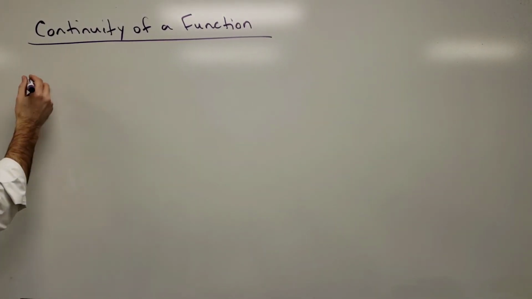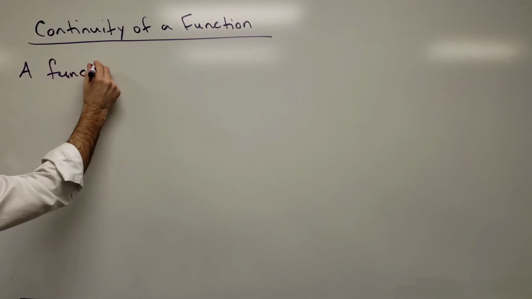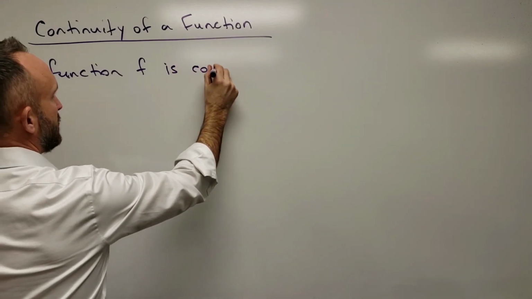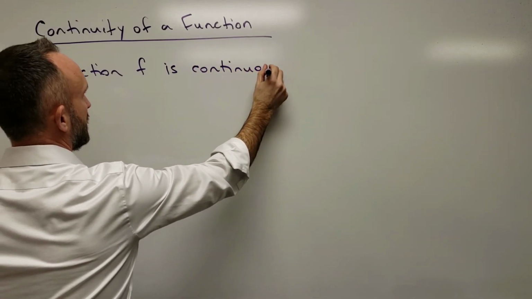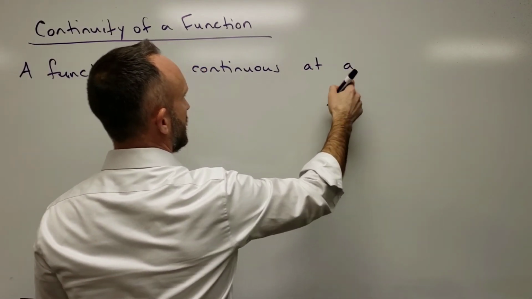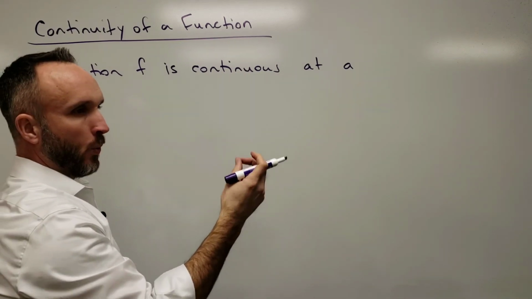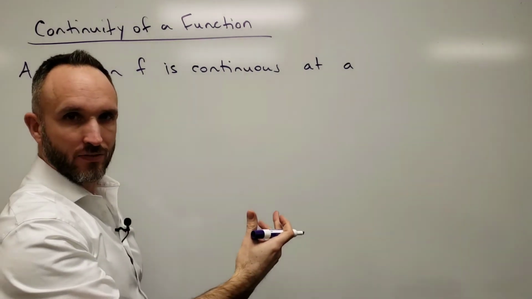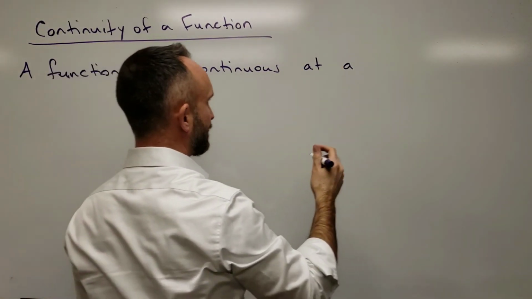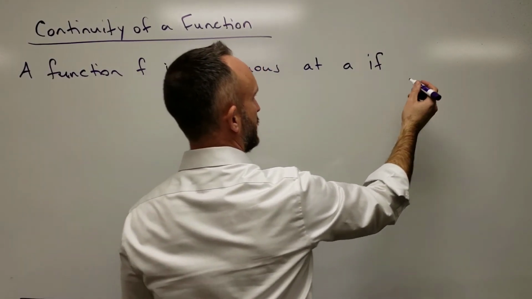So we say a function, let's call it f, is continuous at a. So a is an x value. Anytime you talk about where on a function or when on a function, that's an x value. So since we're saying at, this will be an x value. So a function is continuous at a if the following condition is true.